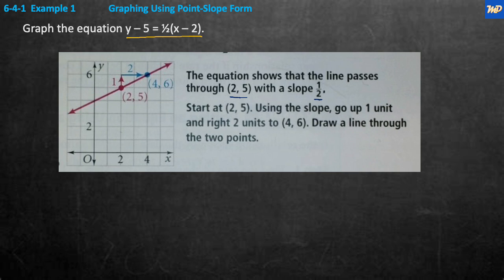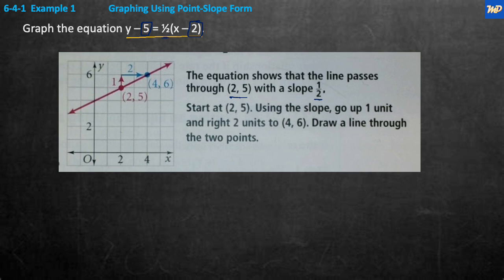Why is it 2 comma 5? You look here, it tells, here's your x value, x minus 2. So it's the 2. And over here, it's the y minus the 5. Here's the 5 right here. And the slope is right here. There's your slope, 1/2. Okay?